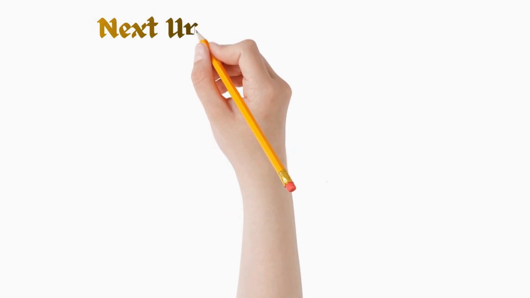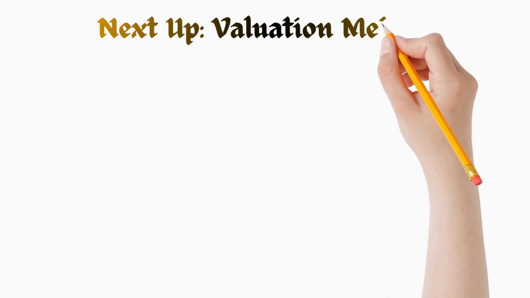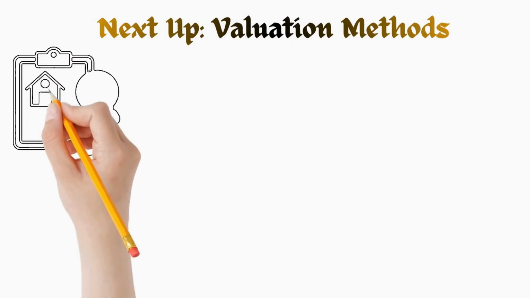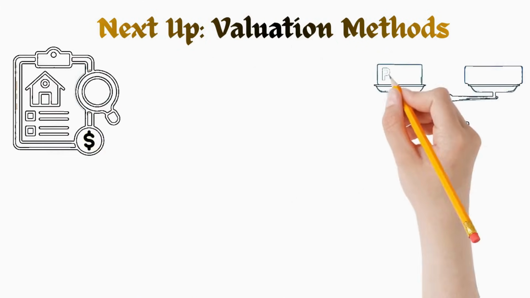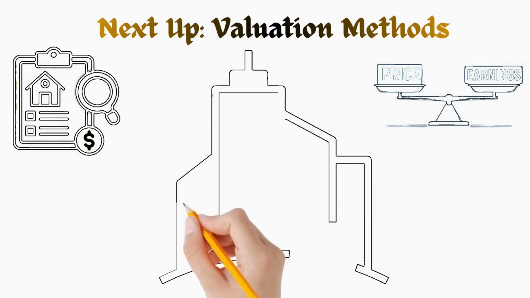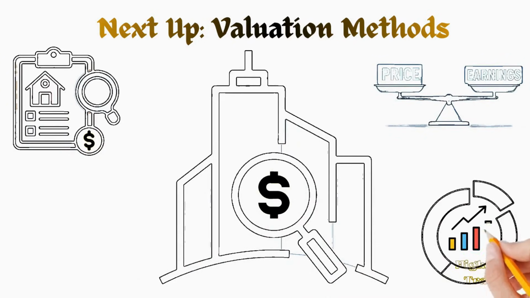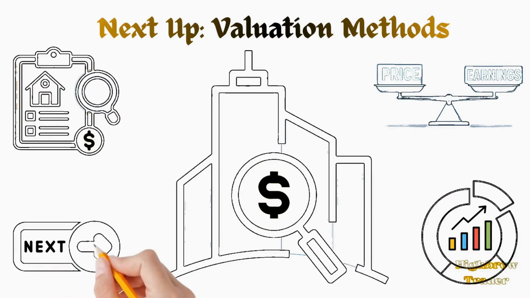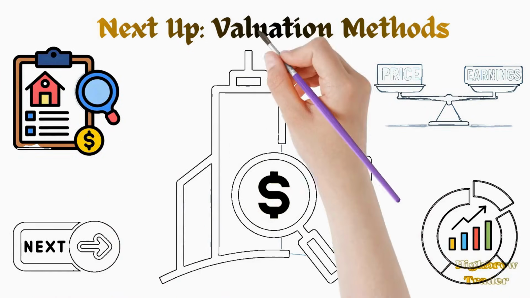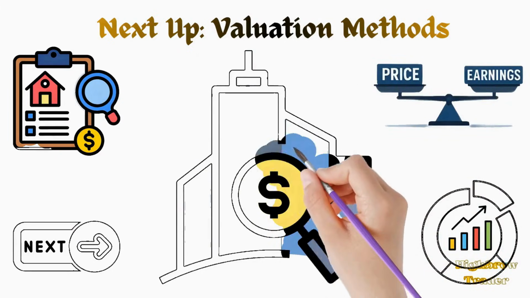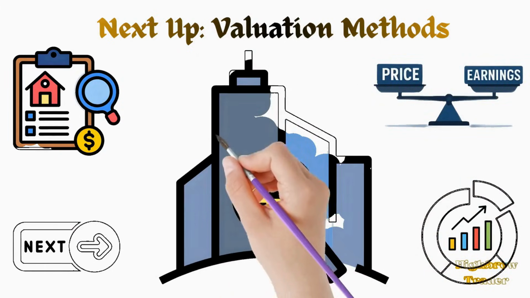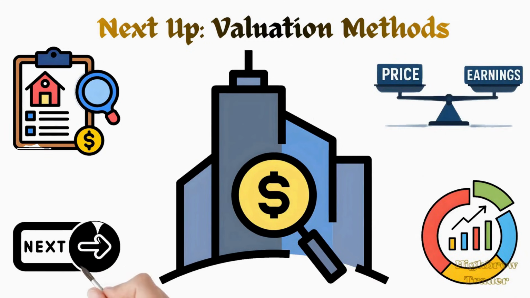Now that you understand how financial ratios measure performance, the next step is learning how to determine what a company is actually worth. In the next video, we will explore valuation methods such as the PE ratio, which stands for price to earnings, and the PB ratio, or price to book. We will also cover the PEG ratio, which connects valuation with growth. In addition, we will introduce advanced methods like EV to EBITDA and other market multiples.